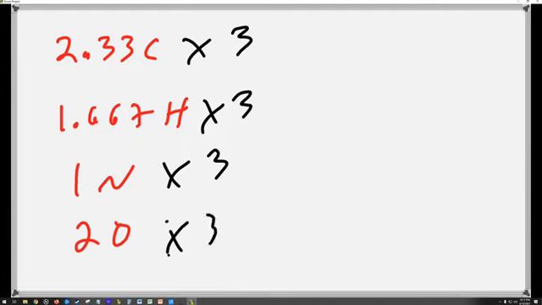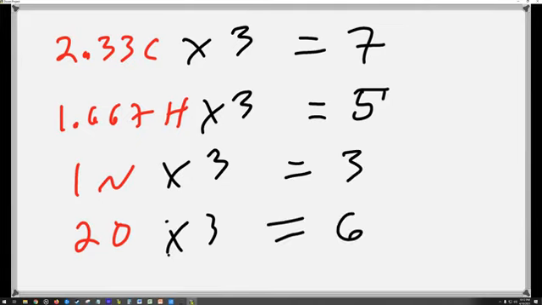It is kind of tricky to figure out that you need to multiply by 3, but try multiplying all 4 of these numbers of atoms of each element by that 3 and see if you get whole numbers. When I do this, I get a 7. So 2.33 times 3 gives me a 7. This one gives me a 5. They're not going to be exactly 7 or exactly 5, but they're really, really close. This is going to give me 3, and this is going to give me 6.